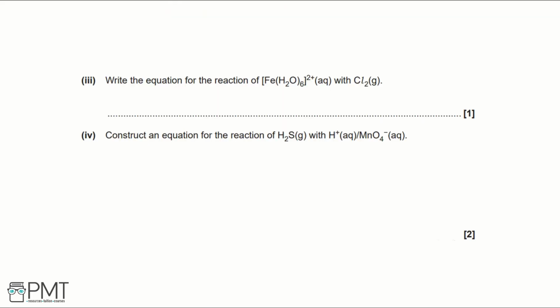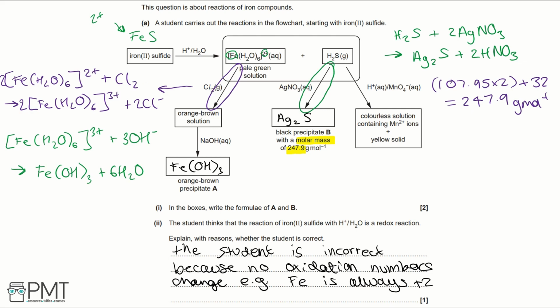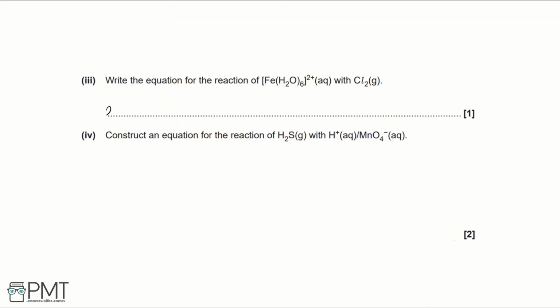Part 3. Write the equation for the reaction of [Fe(H2O)6]2+ aqueous with Cl2 gas. So in this question, we are asked to rewrite our answer for part 1, or part of our answer for part 1, which is the purple equation that I've written. So if we rewrite that here, that would be 2[Fe(H2O)6]2+ plus Cl2 goes to 2[Fe(H2O)6]3+ plus 2Cl minus. So to get the mark for this question, you need to have the full, complete, correct equation.